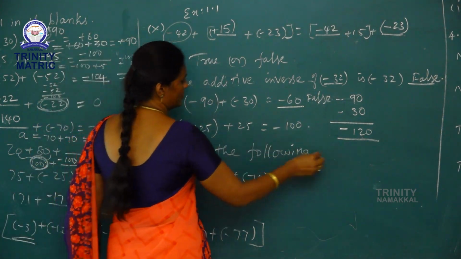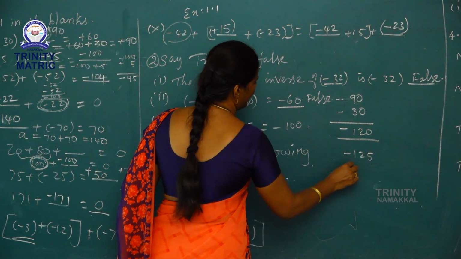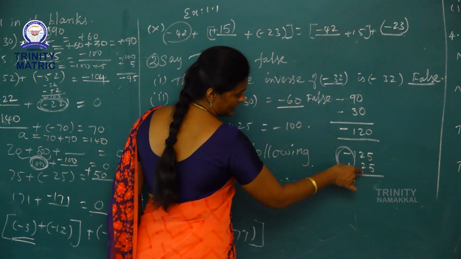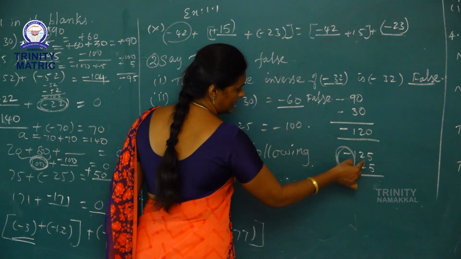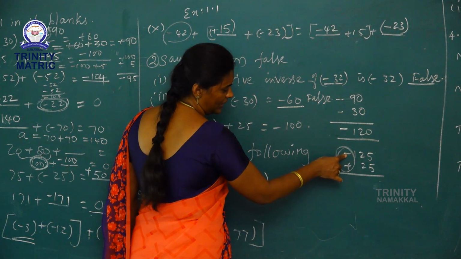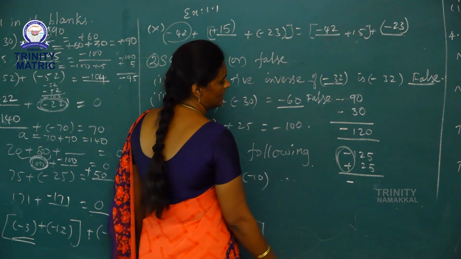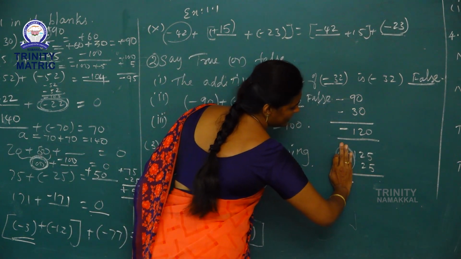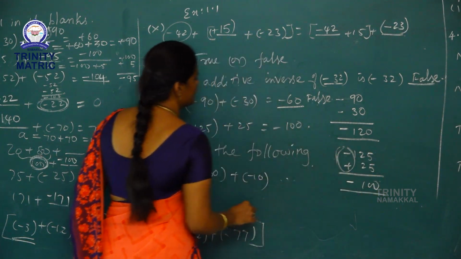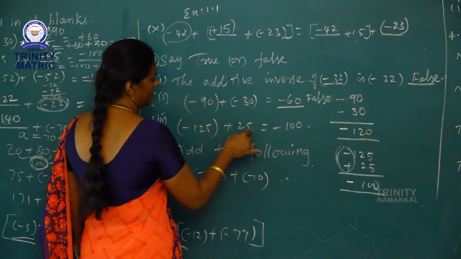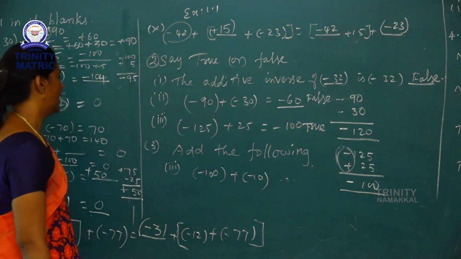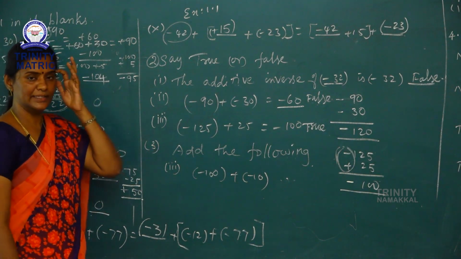See, now we add these two integers, that is minus 125 plus 25. See here the signs are different. So we subtract these two integers. We put the sign of the greater number. Here the greater number is 125. In front of 125 is minus. So put minus sign. Now leave the sign. What is the difference between 125 and 25? It is 100. Here the answer is minus 100. Here minus 125 plus 25 is minus 100. So this is true.